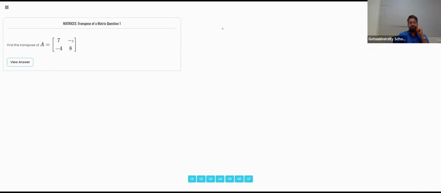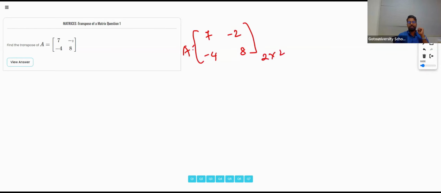Find the transpose of this. It's a very simple question. Matrix given is 7, -2, -4, 8. What is the order of this matrix? Can anyone tell me the order of this matrix? Yes, 2 by 2. Its transpose will also be 2 by 2 because it's a square matrix.